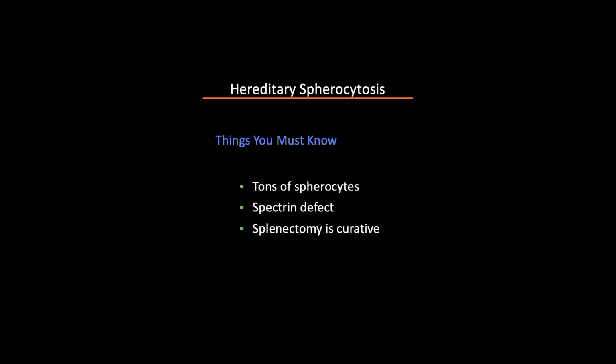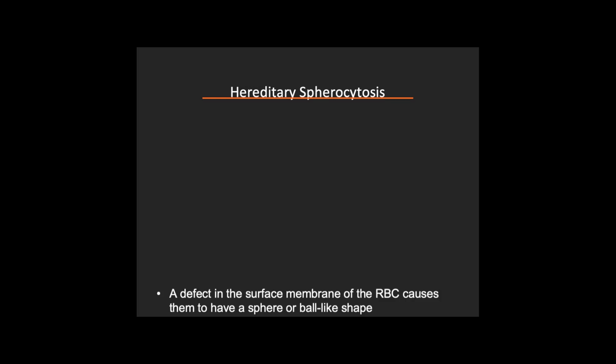Hereditary spherocytosis is another type of anemia, and one of the things about this is that there are tons of spherocytes seen in the blood. There's a defect in spectrin, which is the protein that helps to maintain the shape of the red blood cell, and then one of the potential, you might say, cures for this is a splenectomy.